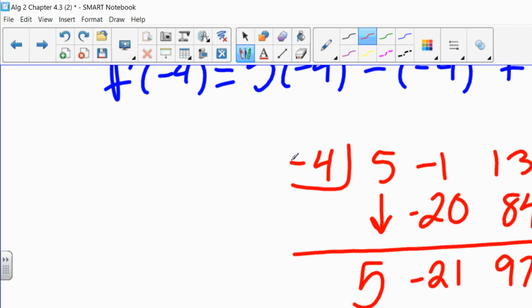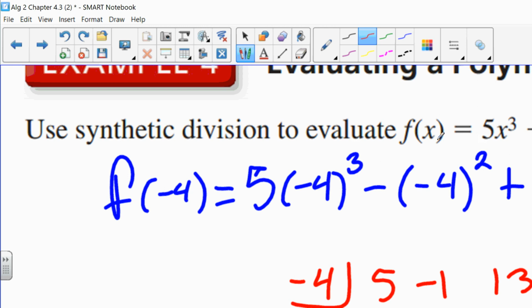And lastly, we're going to take -4 times 97, which will give us 388, negative. And if we add straight down, 29 plus -388, we get what? -359 would be the remainder, yes? Is there anything interesting about that number? Whatever the remainder is will be the same as if we plug that number into the equation.